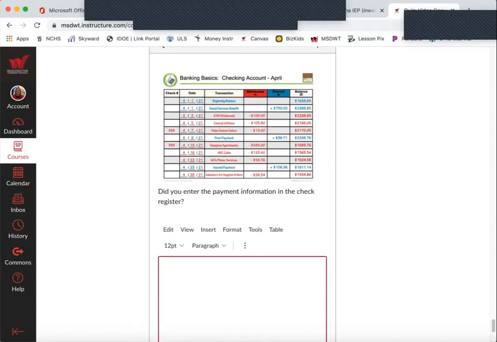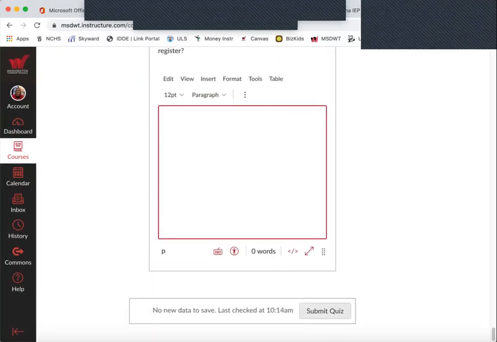And finally, make sure you subtract that money out of your bank account by putting the date, April 15th, Hampton Apartments, $585, and subtract that from your running balance. And your running balance will be $1,683.76.